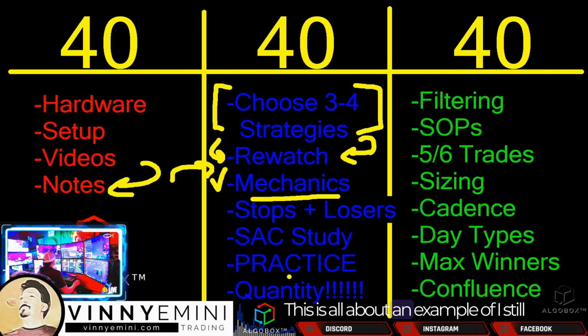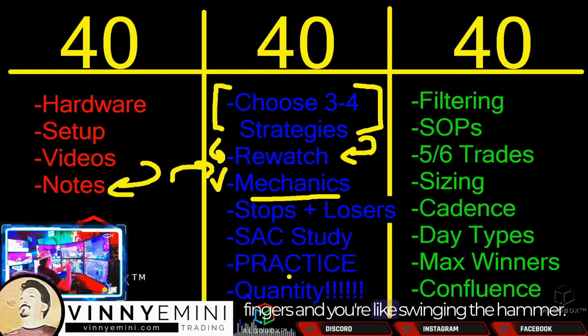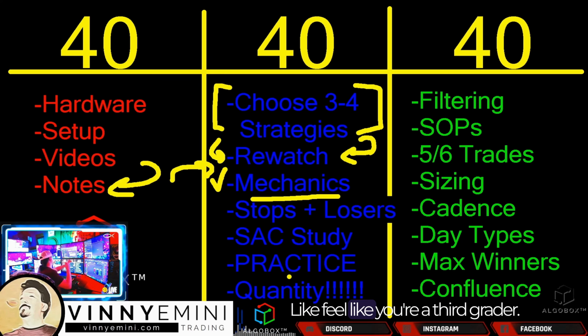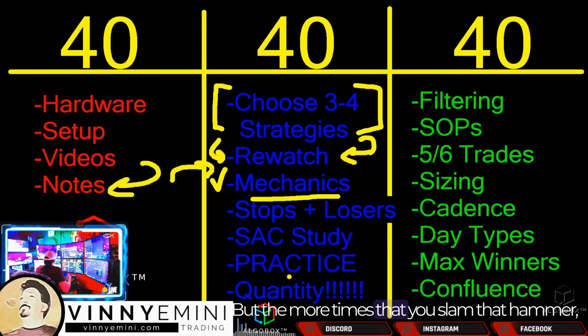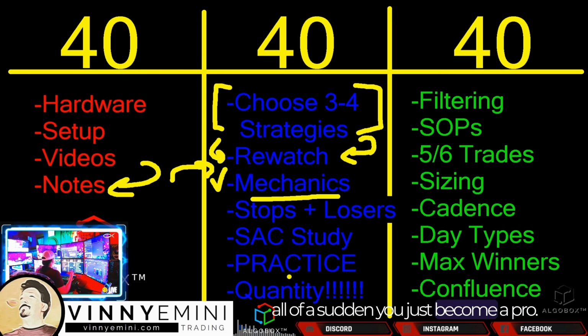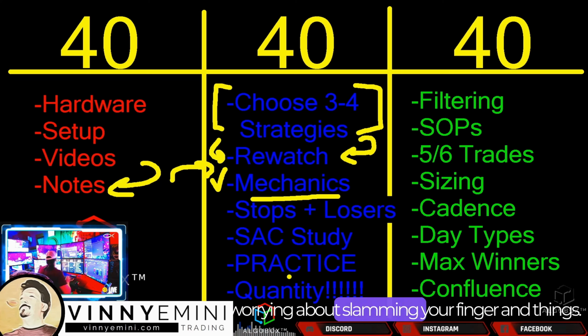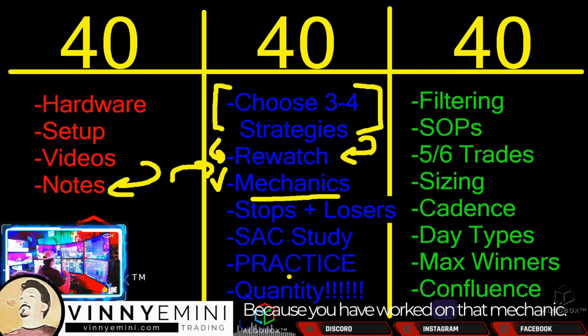This is all about an example of, I still remember when I first started swinging the hammer, I would watch my dad outside. He'd be working on stuff. He could just, bam, bam, bam, hitting it with the hammer. And I'm like, okay, first time my dad's like, okay, here, nail this in. You're holding that nail with your 2 fingers and you're swinging the hammer, like you feel like a third grader, like things just don't feel right. But the more times that you slam that hammer, all of a sudden you just become a pro. Like you can just put a nail up there, bam, put it up there, bam, bam, without worrying about slamming your finger and things, because you have worked on that mechanic.